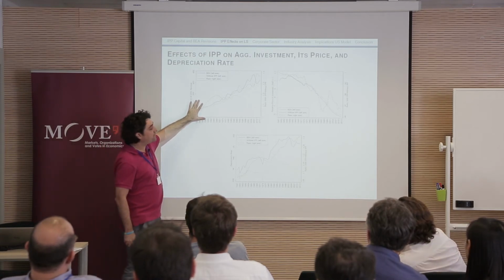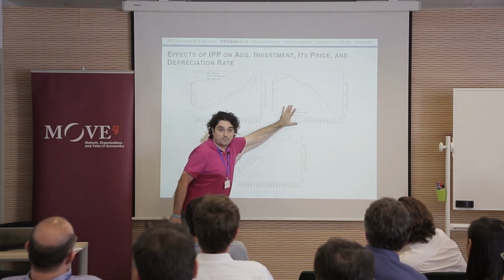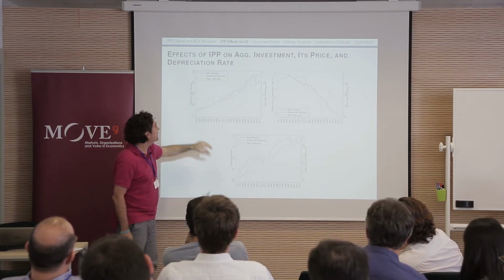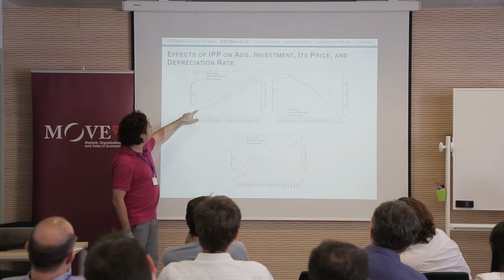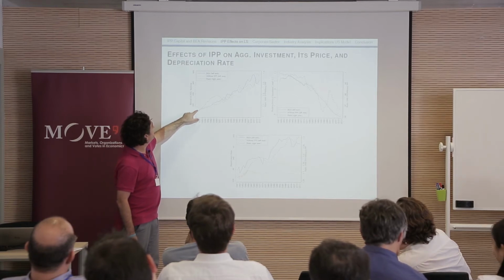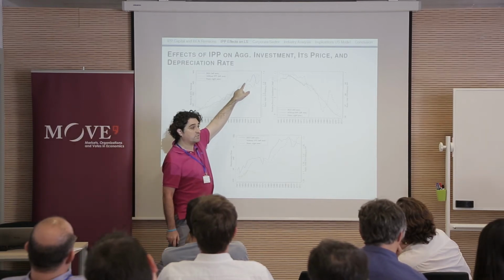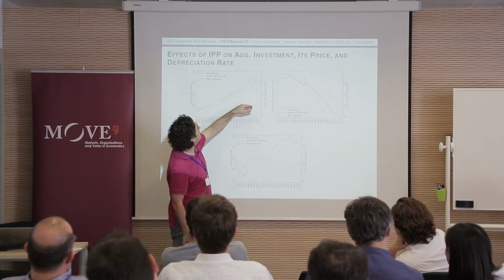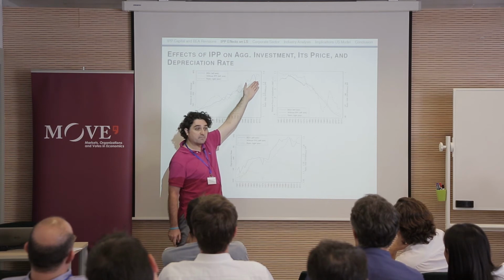So on the left, you have investment. On the right, you have the price. And here you have depreciation. These are the three channels. You can see investment in blue. This is the current investment. It's always blue, it's always data. If I remove IPP, I get the orange line. Basically, that implies an increase of 30% of total investment due to IPP.